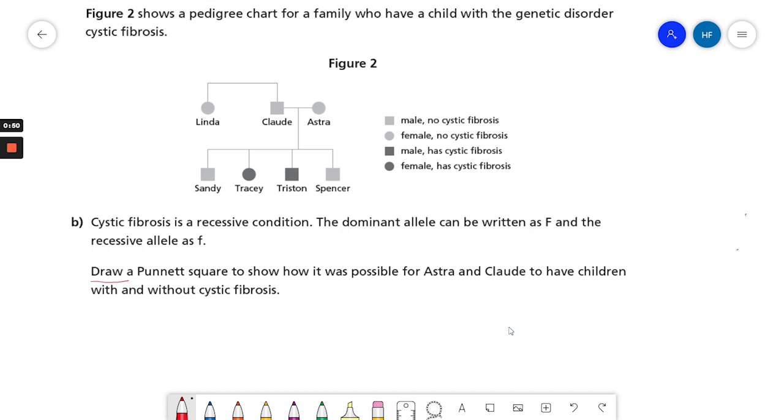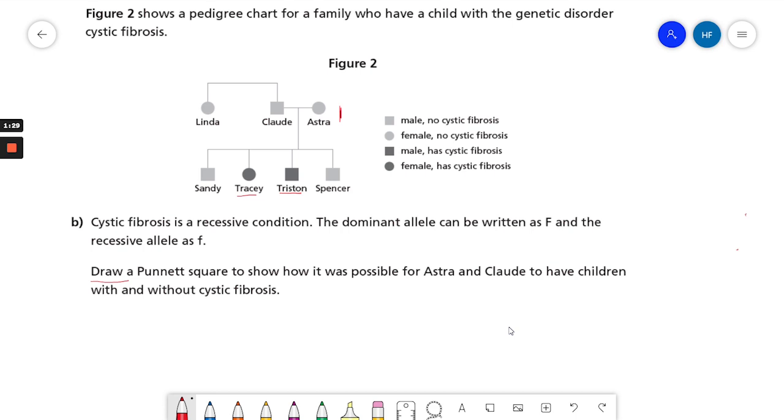Well, let's go back to the introduction to question 2, where we have a pedigree chart and key. And from this, we can see that Claude and Astra do not have cystic fibrosis, and yet some of their children do. Tracy does, and so does Tristan, and I know that because the key shows that the darker grey square and circle are those that have cystic fibrosis. So we know that Claude and Astra do not have it, and yet some of their children have it, and from that fact we know that they must be carriers of the cystic fibrosis gene.